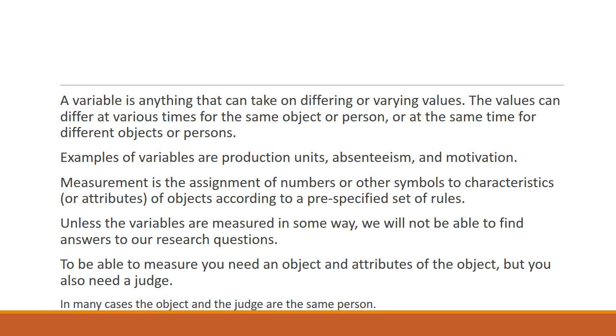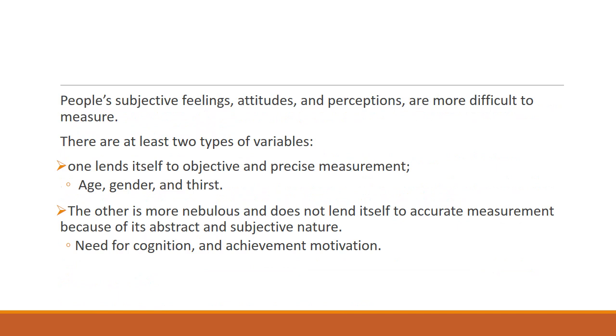In many cases, object and the judge are the same. As I told you, judge and object are the same; both could be the employee. It could also be a student: if you talk about the student, the student could be the object and the attribute. Let's understand this in detail.